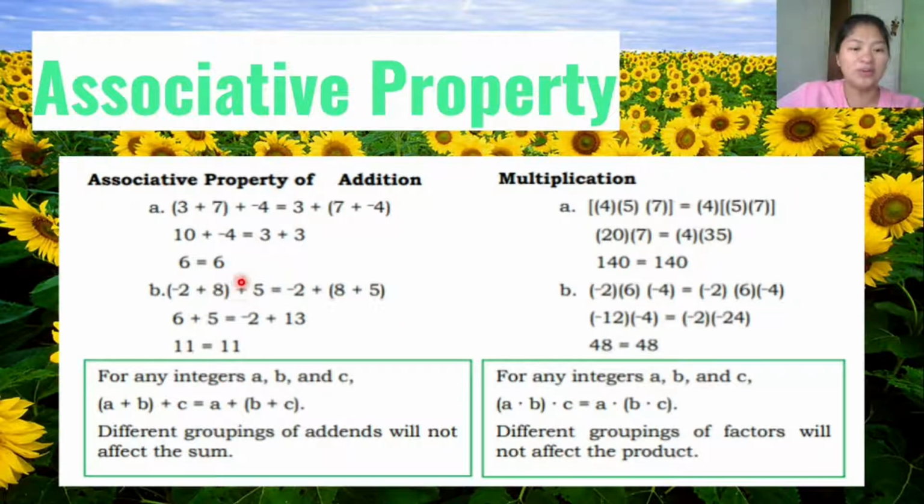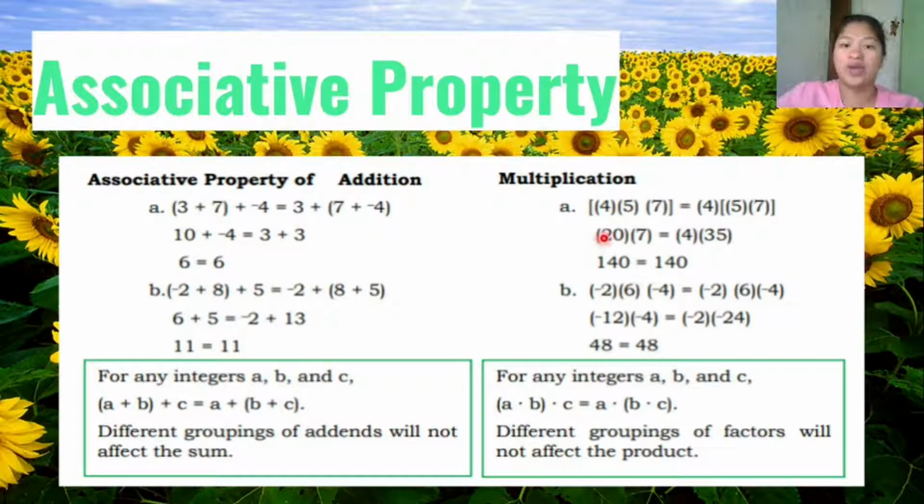If you are going to simplify the left side, negative 2 plus 8 is positive 6. Kinopya lang po natin yung plus 5. Equals, sa right side naman po, kinopya lang natin si negative 2. And then we add 8 plus 5 since sila po yung naka-parenthesis, kaya sila yung unahin. And that is 13. And if you are going to simplify this, 6 plus 5 is 11. Negative 2 plus 13 is also 11. So parehas pa rin po yung ating sum, kahit nagpalit po ng ka-group.